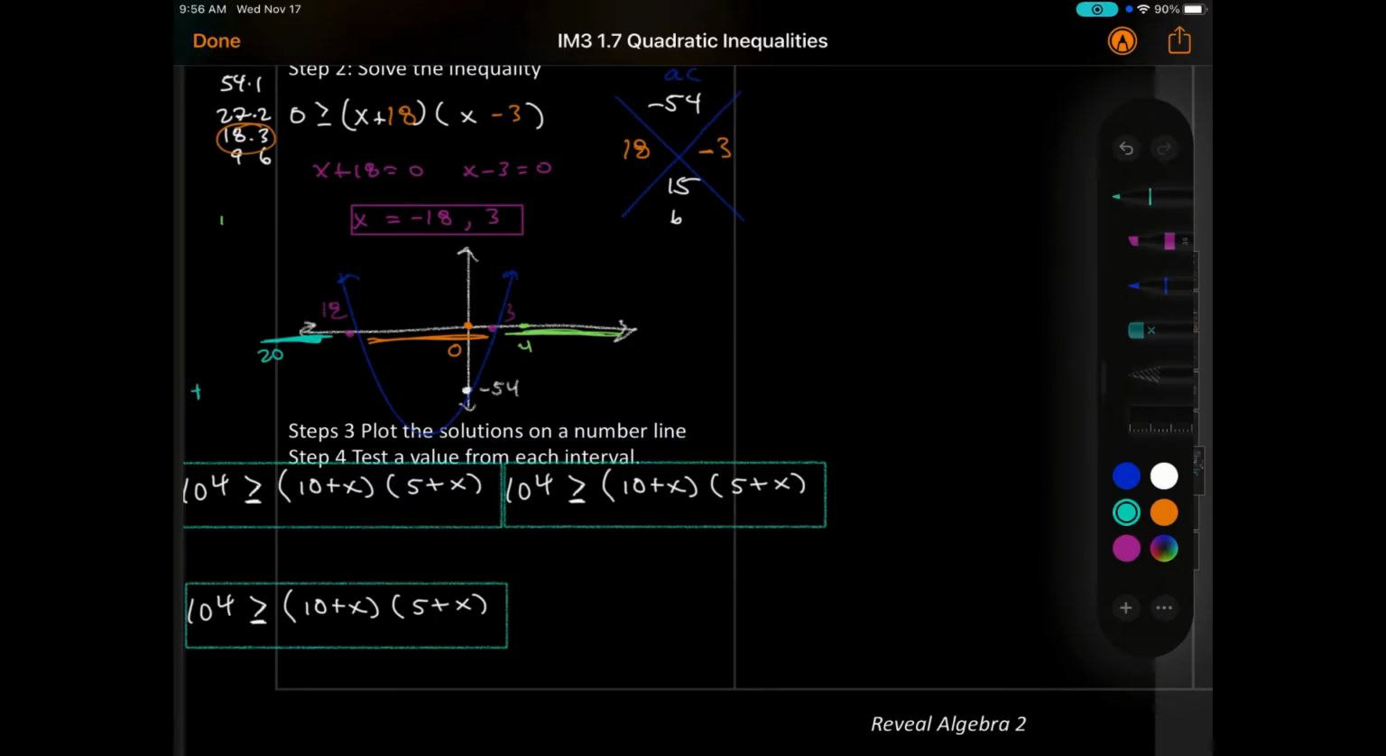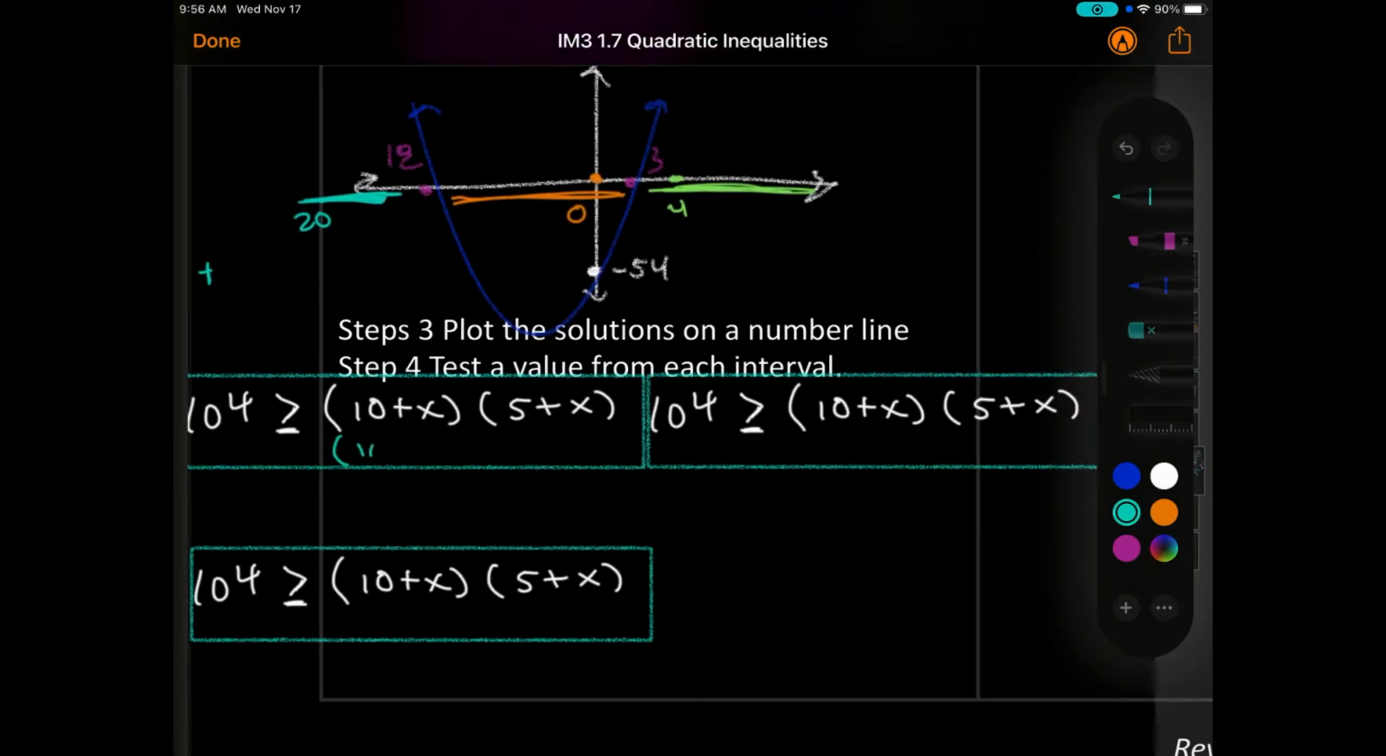Okay, let's go ahead and test 20. You have 30 times 25 is greater than or equal to 104. Obviously, it's going to be a very big number, and that big number cannot be smaller than 104. Let me go ahead and multiply that. That's 750. Is 104 bigger than 750? This would be false. So we would say no shade. So in this region, I'm just going to write the word no.